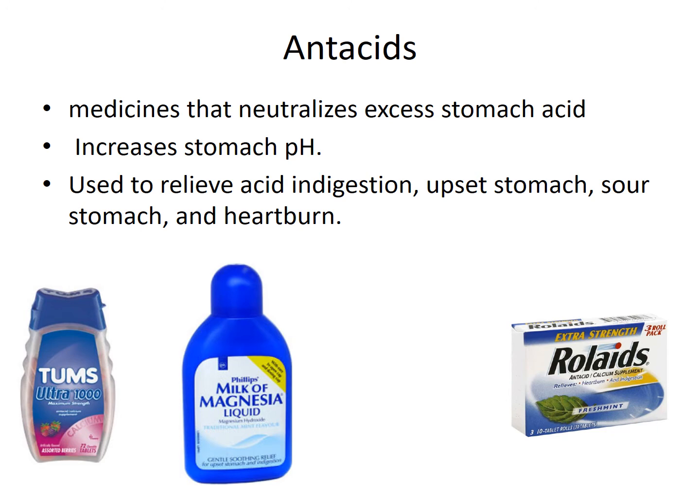Then you have what's known as antacids, like Tums, magnesia, Rolaids. These are medications to help neutralize the stomach acid. So they increase the pH. The pH is usually low because the stomach is acidic, so an antacid increases the pH. It serves as what we call a buffer, used to relieve stomach indigestion, upset stomach, sour stomach, and so on and so forth.